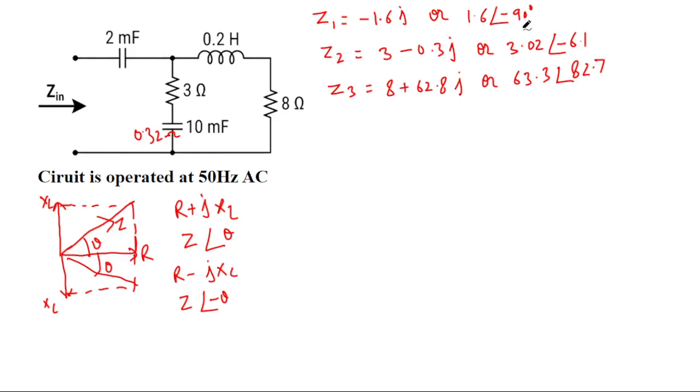In the first case, I have taken the angle 90 degrees, because this R is here 0. When R is 0, this theta will become 90 or it will become minus 90. Z2 is 3 minus 3J. So the magnitude is given by the square root of 3 squared plus 0.32 squared.